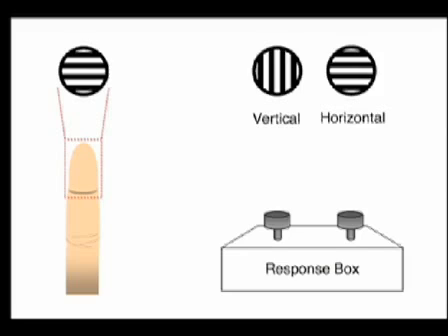The subject indicates whether the horizontal orientation occurred in the first or second interval by pressing one of two buttons with the non-tested hand. To indicate that horizontal was presented first, the subject will press the button on the left. And to indicate that horizontal was presented second, the subject will press the button on the right.